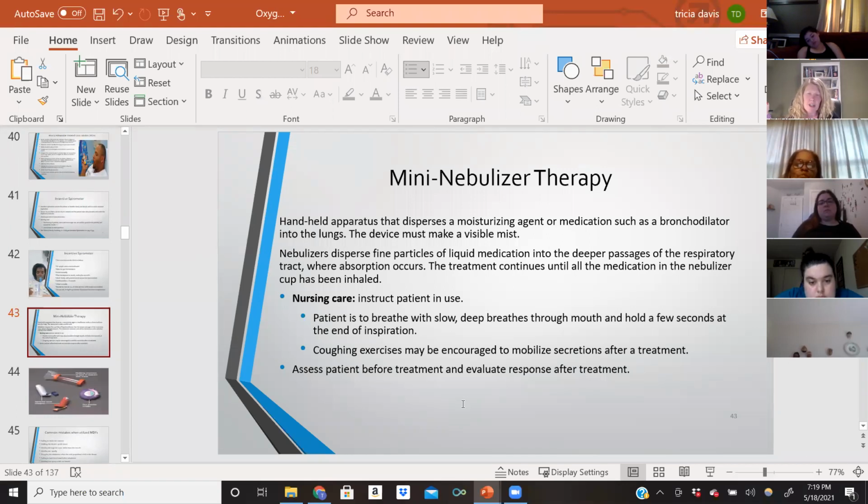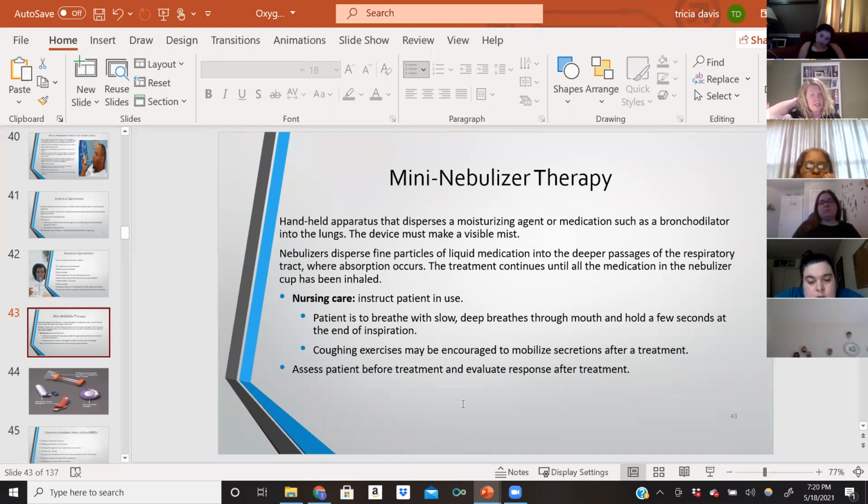So nursing care, you're going to want to instruct the patient how to use it. You're going to tell the patient that when they're getting it, they're going to breathe slow. They're going to take deep breaths through their mouth, and they're going to hold a few seconds at the end of inspiration, so they're getting all that medication in. You may also encourage coughing exercises, because that's going to help mobilize those secretions after treatment, and hopefully they'll be able to cough them up.